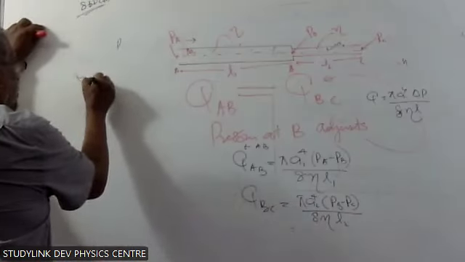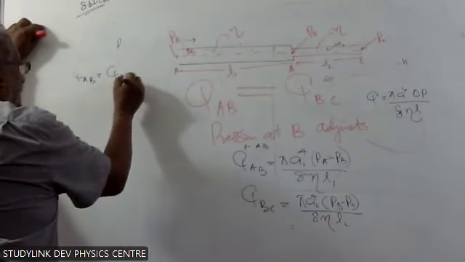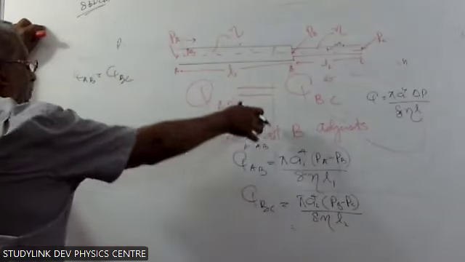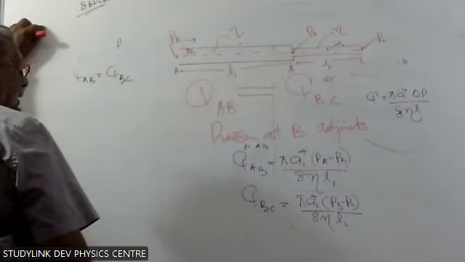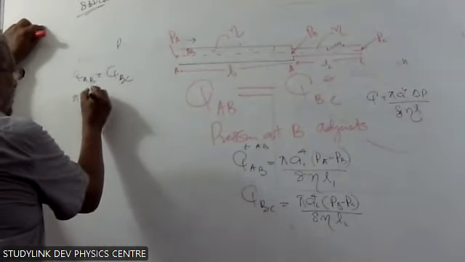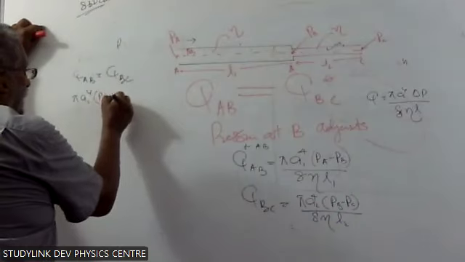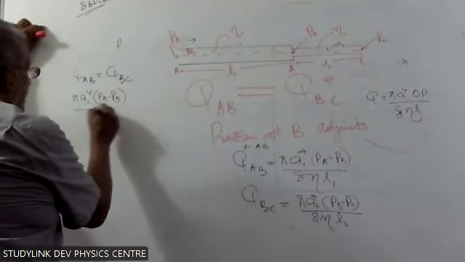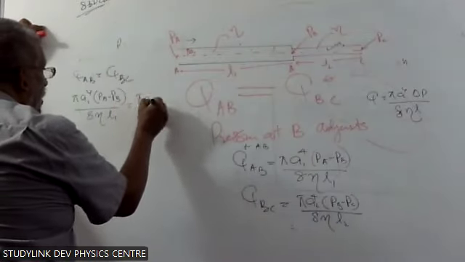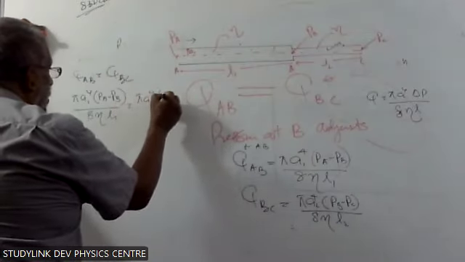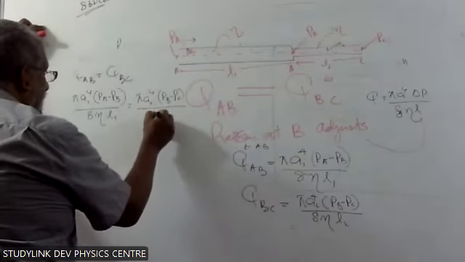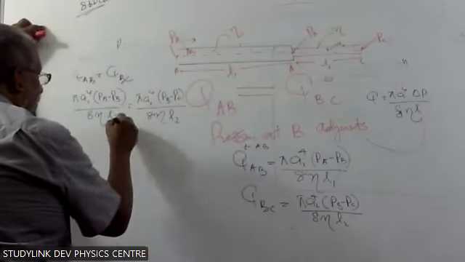QAB is equal to QBC, theory. I wrote it again because in the exam you have to start from here, so we are not writing these things earlier. Then we can say pi a1 to the power 4 (PA minus PB) divided by 8 eta L1 is equal to pi a2 to the power 4 (PB minus PC) divided by 8 eta L2.